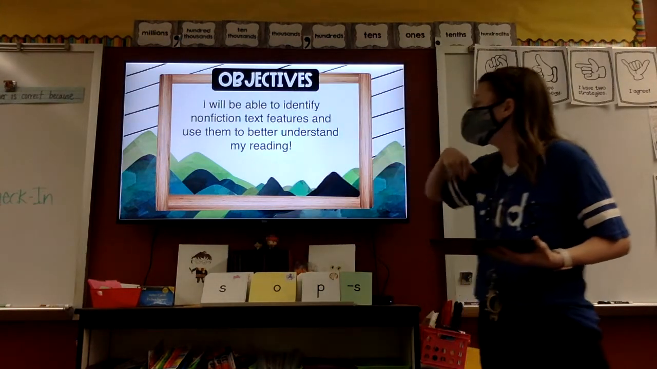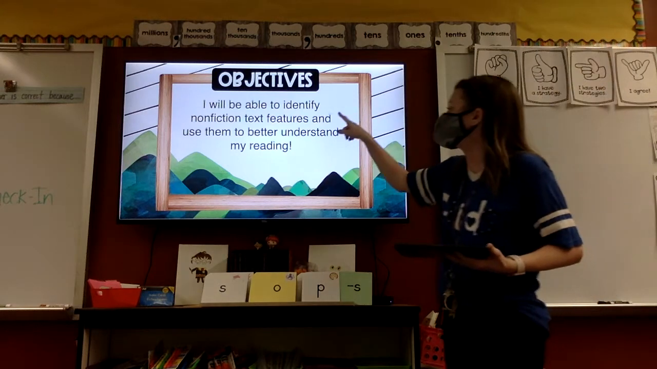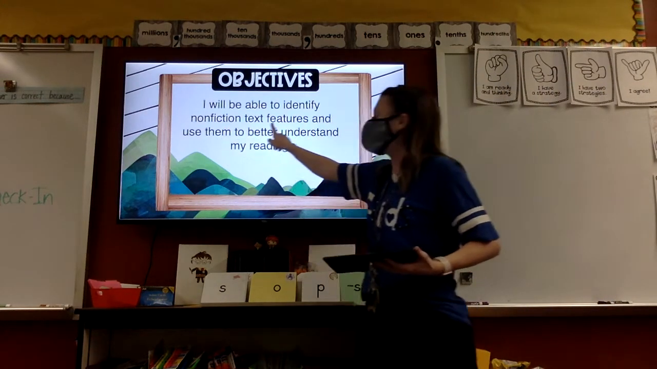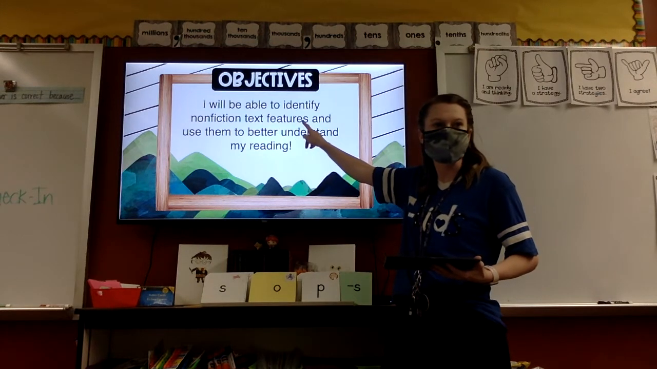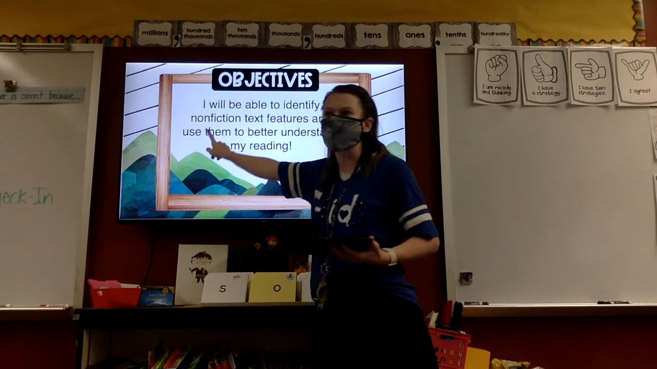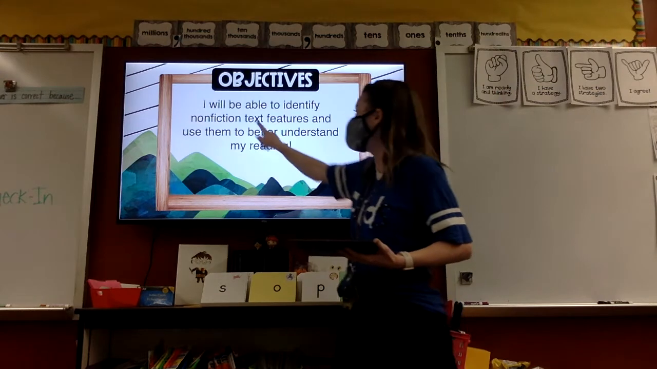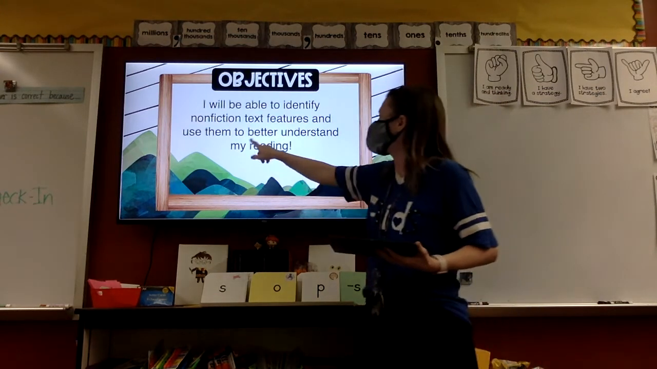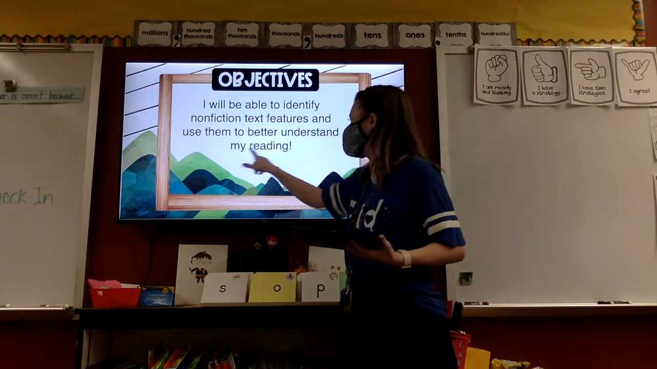So this is our goal. It says, I will be able to identify nonfiction text features. Ooh, weren't all of those words just in those questions I asked you? Okay, that's what our goal is, focusing on nonfiction text features, okay? So I will be able to identify nonfiction text features and use them to better understand my reading.